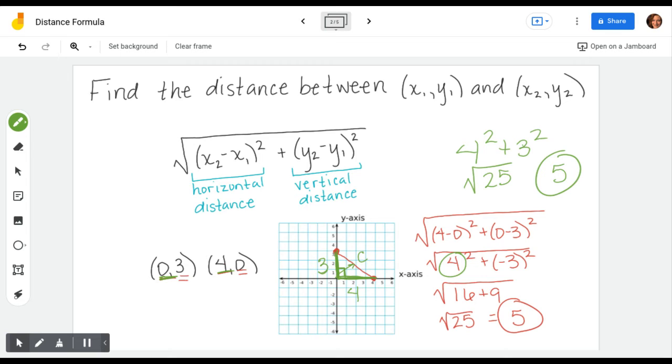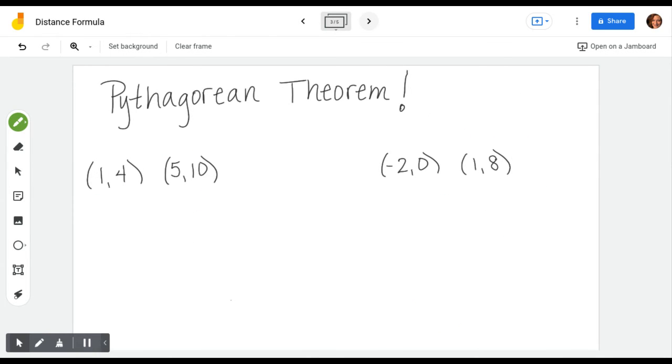So don't get caught up in this formula. I mean, if you want to plug them in and use that, that's fine. I'm just going to keep using the Pythagorean theorem. Why learn something new when you've already got something that works?